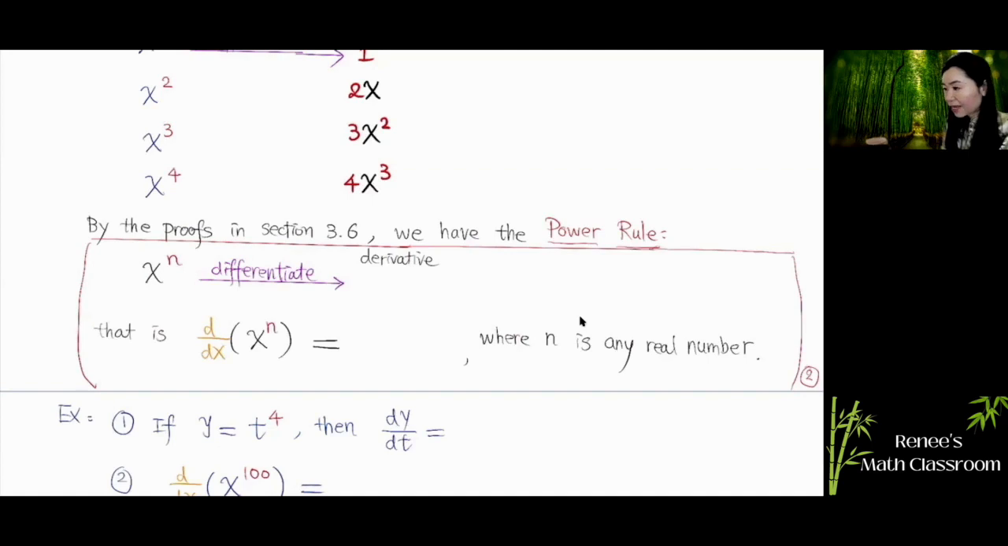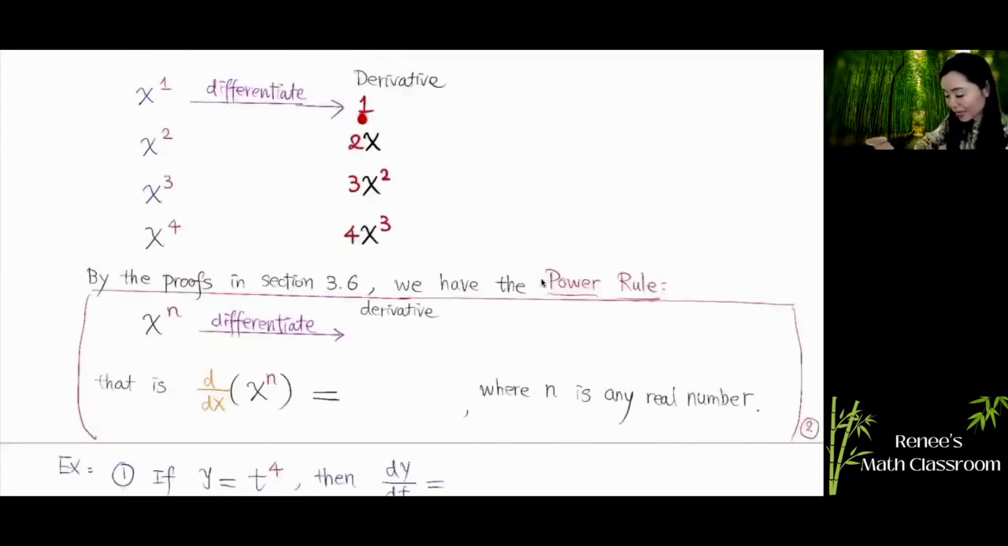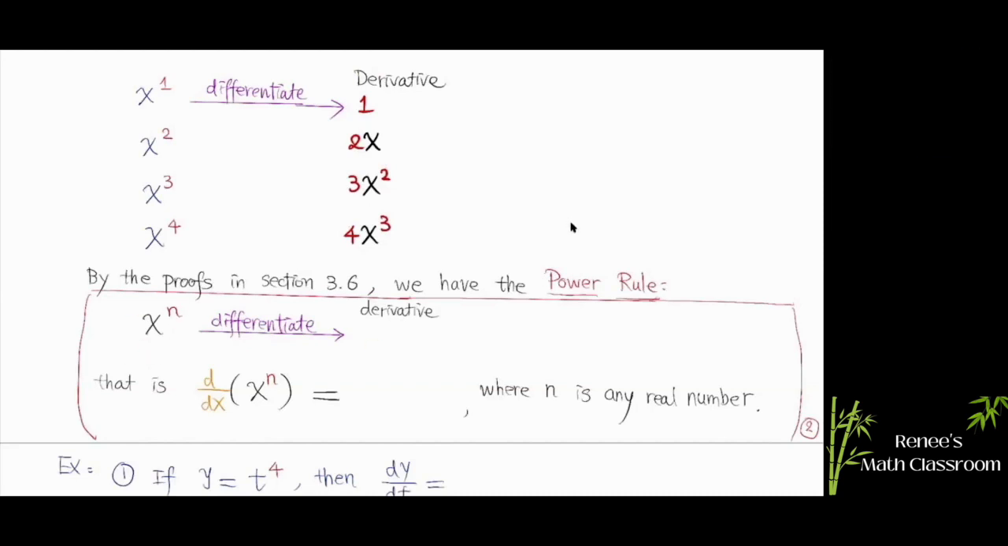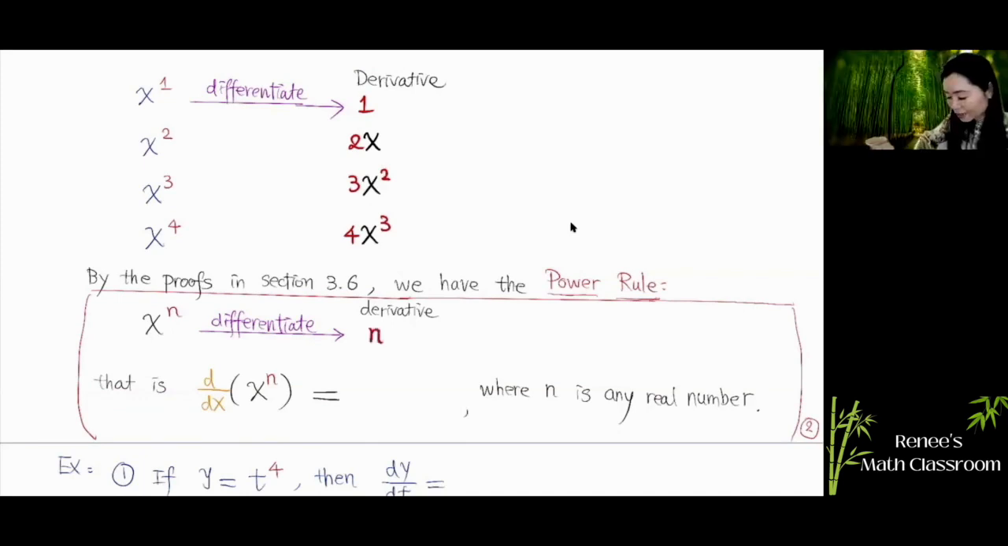So if we have x to the n power, when you differentiate that with respect to x, what will be the derivative? What should I put here as a derivative? According to the pattern that you have over here, what will be the derivative of x to the n? Would it be nx to the n minus 1? Yes, we got it.